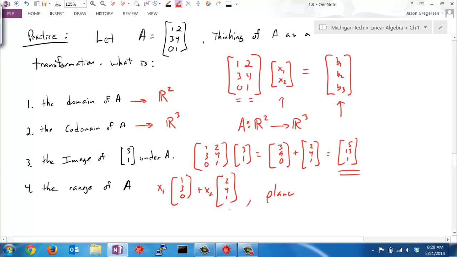Any questions about that? It's going to be a common question to describe these solutions geometrically. Yep. Is there ever a time where the domain's not going to look like that? The codomain will? It won't be R2 or R3?